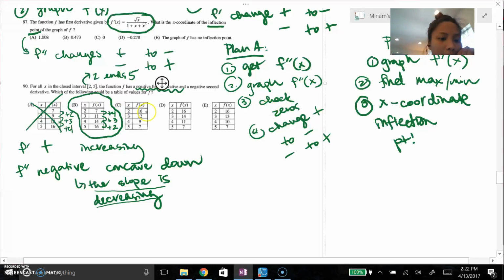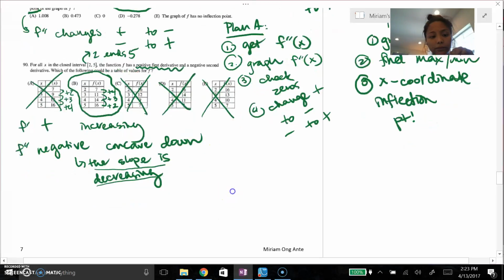Let's look at C. 16, 12, 9, 7. Already there's a problem. They are not increasing. 16, 14, 11, 7. Same thing. 16, 13, 10, 7. Same thing. They're decreasing. So the answer has to be B.